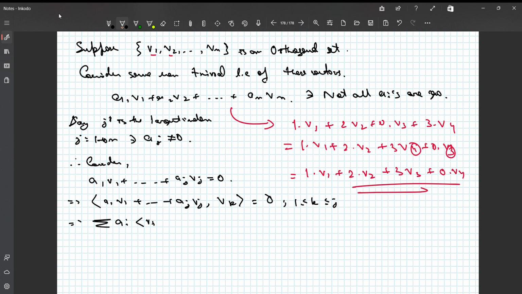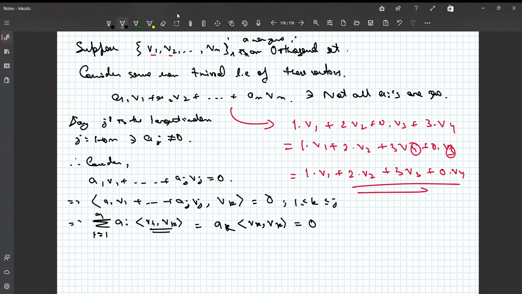If I distribute this, observe that this comes out to be the summation of ai times the inner product of vi and vk. But this is an orthogonal set, therefore this must be 0 for all i not equal to k, and it is non-zero only for i equal to k. So this is nothing but ak times the inner product of vk with vk, which equals 0. Suppose this is a non-zero orthogonal set.